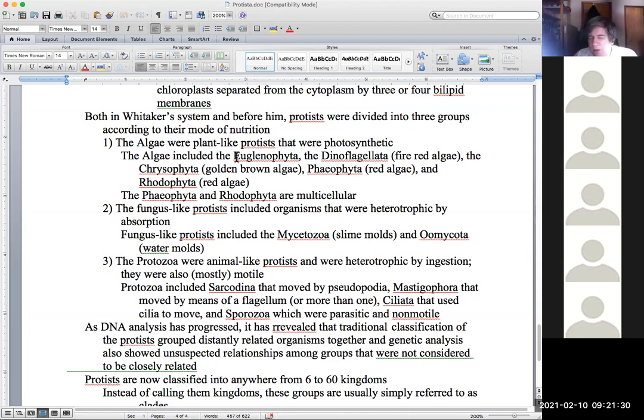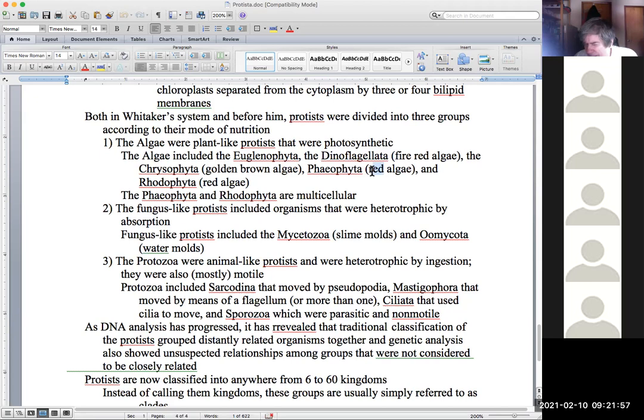Now, if we look at the algae, it includes a number of different groups. The Euglenophyta, notice phyta means plants. There's a group called the Dinoflagellata, which their common name is the fire green algae. The Chrysophyta, the golden brown algae, that's really a romanticized name. They're kind of a dirty brown. I wouldn't call them brown algae.